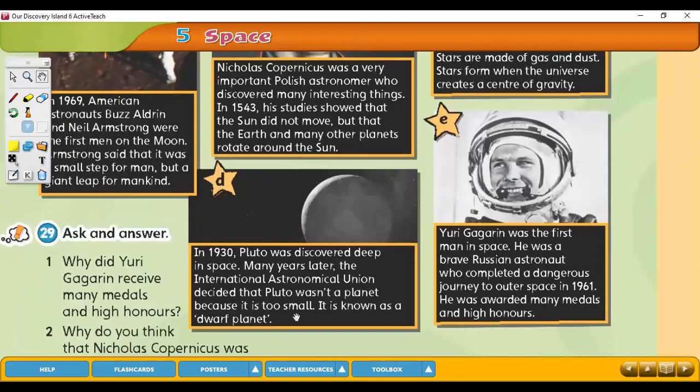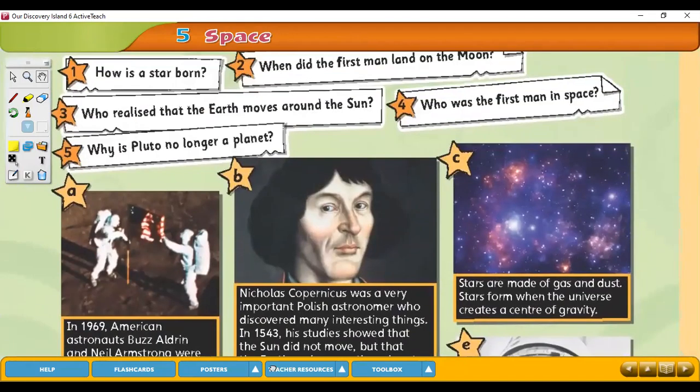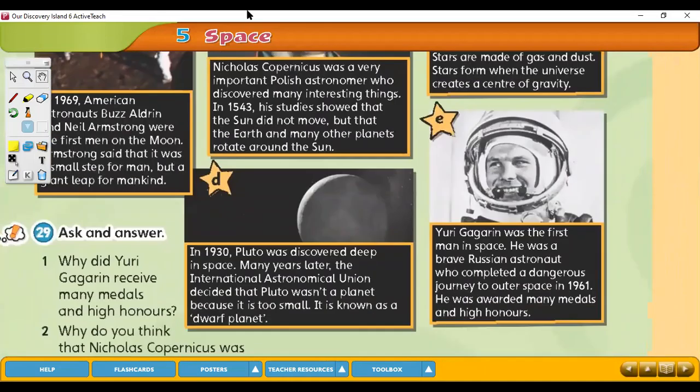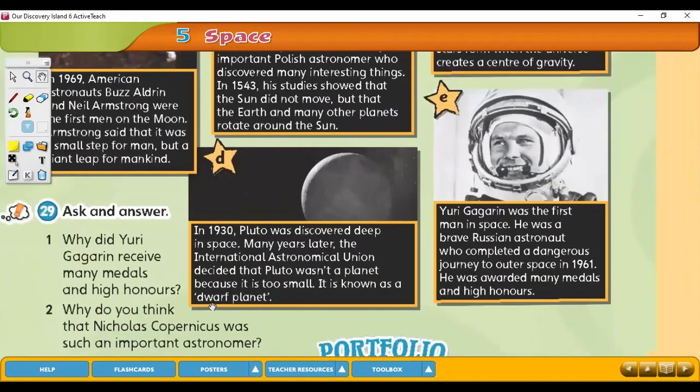D. In 1930, Pluto was discovered deep in space. Many years later, the International Astronomical Union decided that Pluto wasn't a planet because it's too small. It's known as a dwarf planet. So this is the reason why Pluto is no longer a planet, because it was so small, and they even called it a dwarf planet. They decided it's much smaller than the other planets and it cannot be considered as a planet like the rest of them.